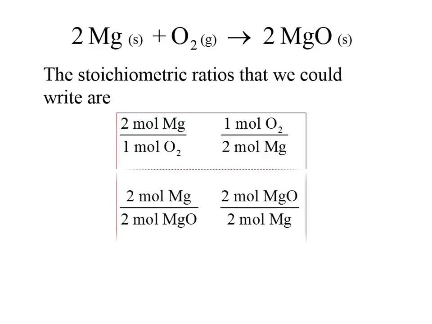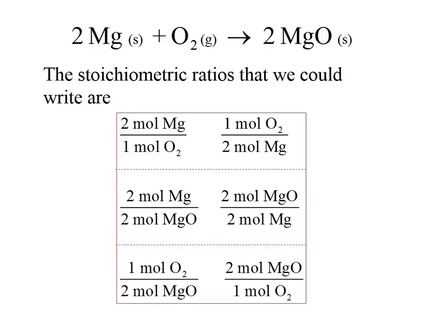We could instead focus on the magnesium and the product, and we get a 2 to 2 relationship there. Notice that these are the same, except they're the inverse of each other. And the last pair we could look at would be the oxygen and the magnesium oxide, and they have this relationship.